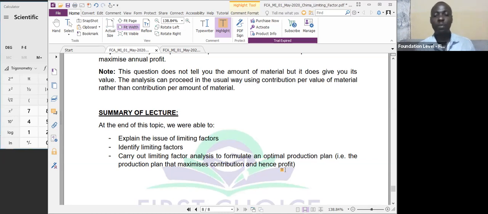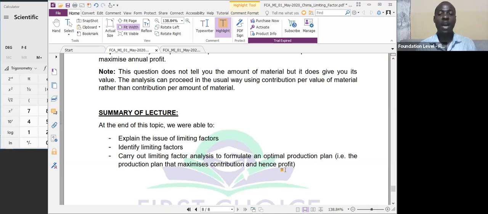And I gave you a 6-step process. First of all, you need to calculate your contribution per unit for each of these products. After getting your contribution per unit, identify the limiting factor. When you identify the limiting factor, you identify the limiting factor per unit. That's step 3, limiting factor per unit that is required. In step 4, you need to find out your contribution per limiting factor. So it's simply step 1, contribution per unit, divided by step 3, limiting factor per unit. Gives you contribution per limiting factor. That's what you get in step 4.